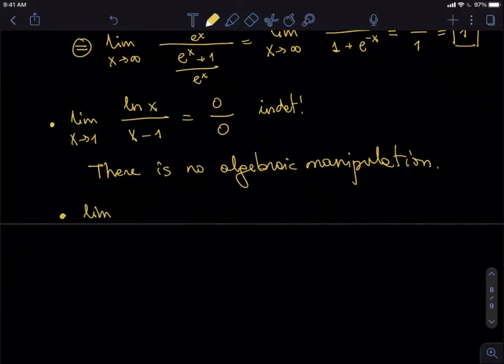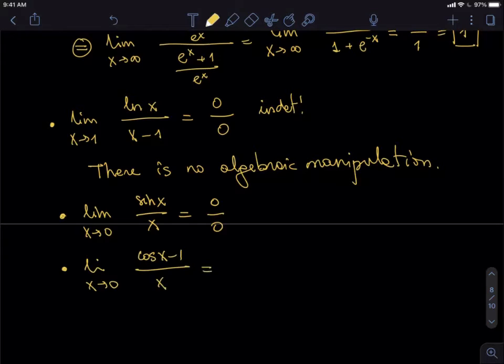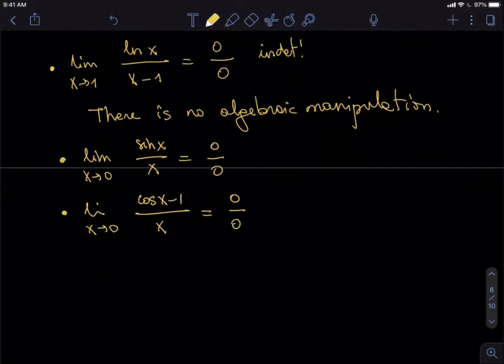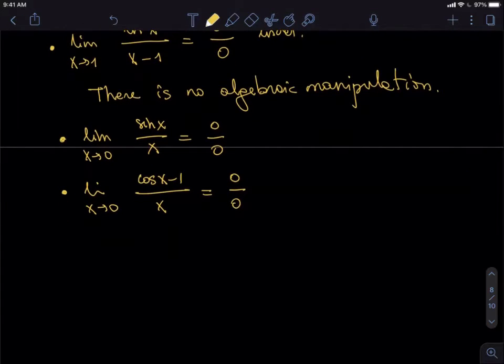We can have something like the limit as x tends to 0 of the sine of x divided by x. This one is also an indetermination, 0 divided by 0, or we can have the cosine of x minus 1 divided by x, which is also 0 divided by 0. You could think, what are the chances that we run into one of these? These limits actually are very important because they appear in the definitions of the derivatives of the sine and the cosine.